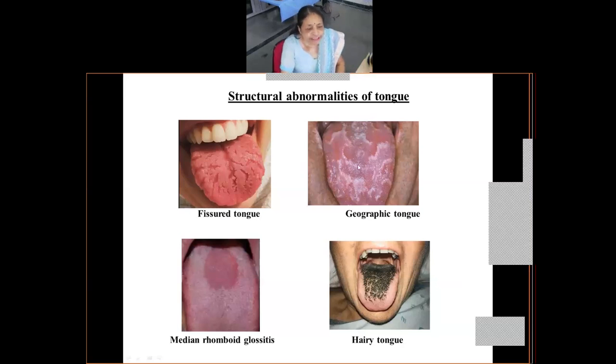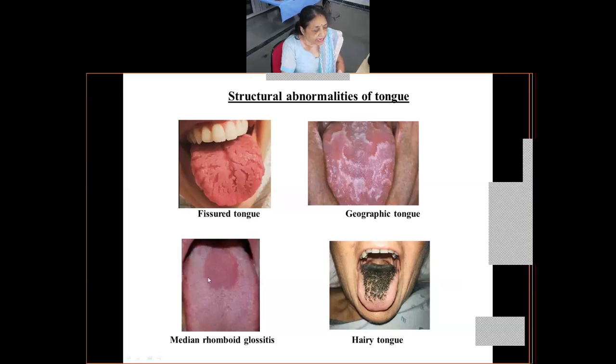This is the geographic tongue. There will be red patches on the tongue surrounded by a white line. These red patches do not have any filiform papillae, which give the roughness of the tongue. So these areas are red, and they are surrounded by the rough tongue, the whitish margin. That is the geographic tongue.